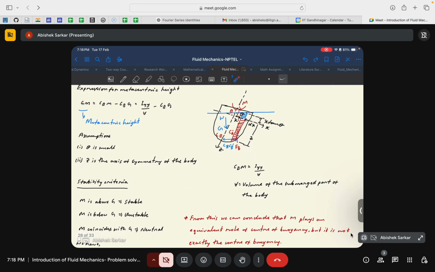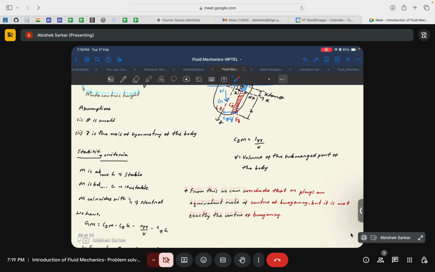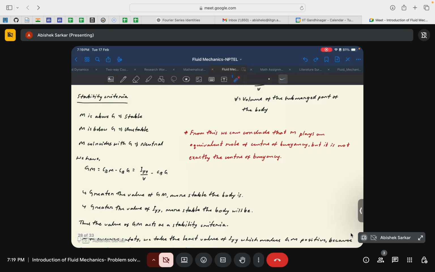So the stability criterion for these submerged bodies is again given by the metacentric height. If M is above G, that is, your metacenter is above the center of gravity, then the body is stable. If the metacenter is below the center of gravity, then the configuration is unstable, and if the metacenter and the center of gravity coincide with each other, we get a neutral equilibrium. So that's basically the discussion on the stability of floating bodies.